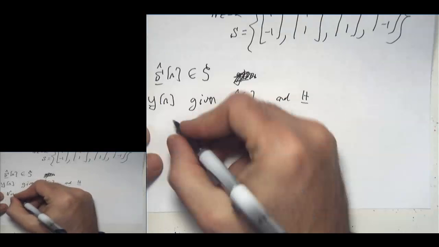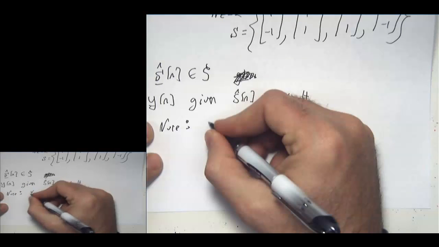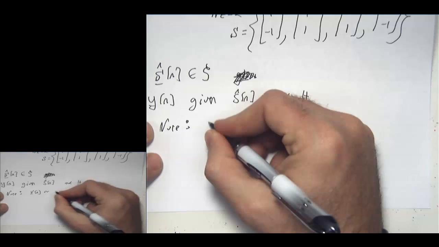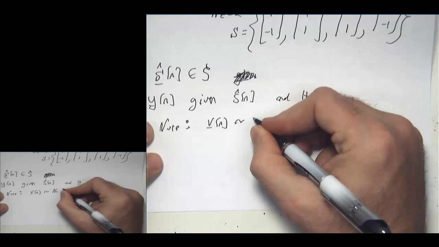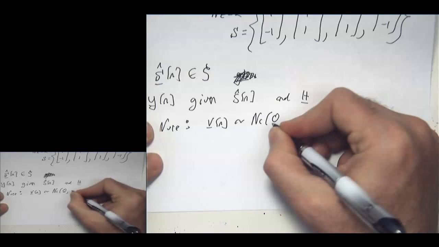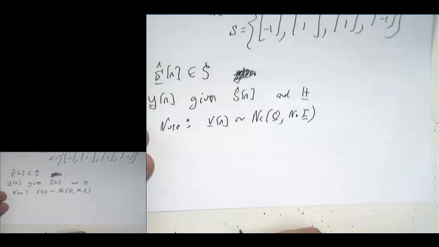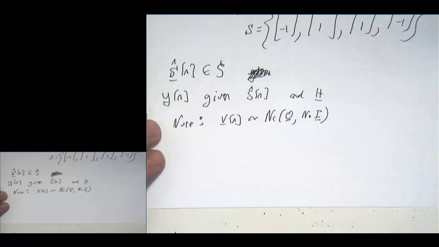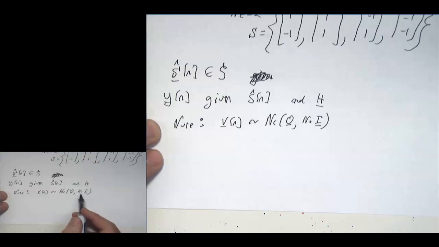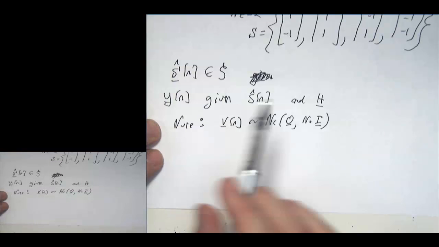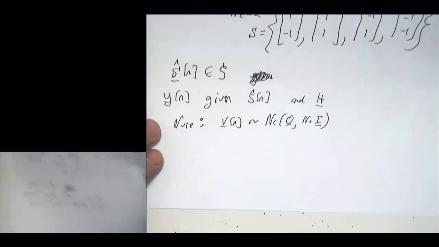So we note that the distribution of v of n is complex normal, zero mean, and identity covariance here. And we've already dealt with this distribution a few times. We did this when we derived the probability of error for the maximum ratio combiner. So we saw the distribution function before. All we have to do now is plug in with a slightly different set of parameters.